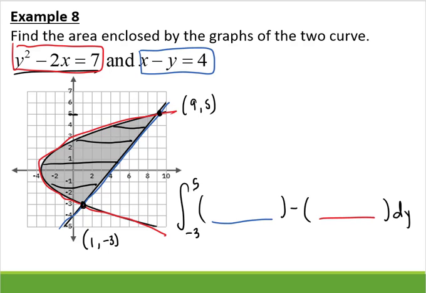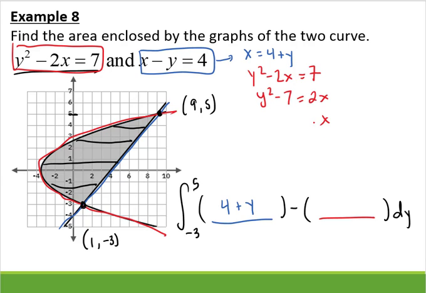Getting the red function as an x equals. I'm going to do some weird algebra here. It's not really weird. I'm solving for x. So I'm going to subtract the 7 and add the 2x over. And then I'm going to divide by 2. So then you have this function in here. So you have your big function minus your little function.